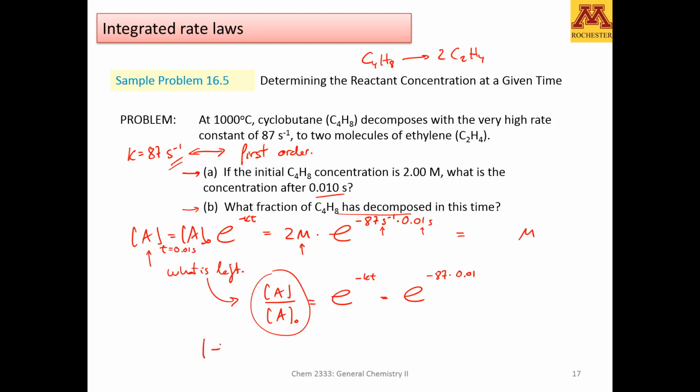This would be 1 minus what is left, or if you will, 1 minus e to the negative 87 times 0.01 seconds. This is the solution, because if you apply just this equation, this fraction tells you how much is left of the initial concentration. 1 minus that is the fraction of what has already gone.